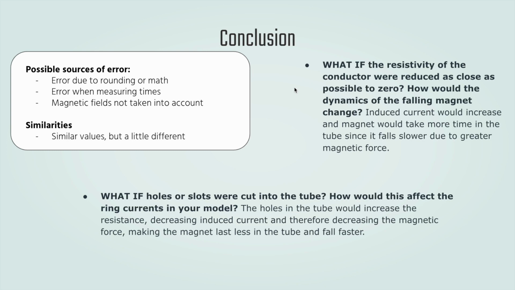And then, what if there were holes in the tube? How would this affect the ring currents? The holes in the tube would increase the resistance, and it would decrease the induced current, and therefore it would decrease the magnetic force, so the magnet would last less time inside the tube and fall faster.